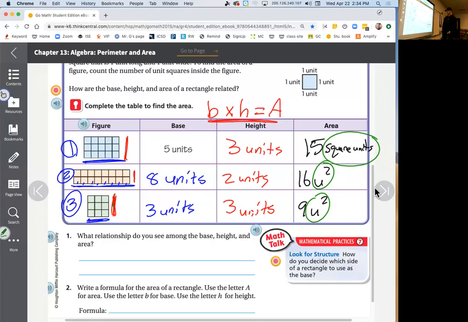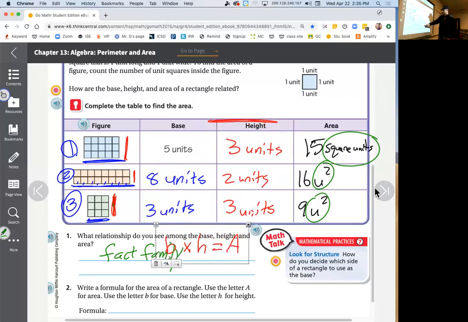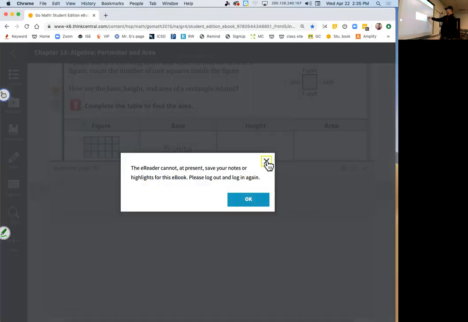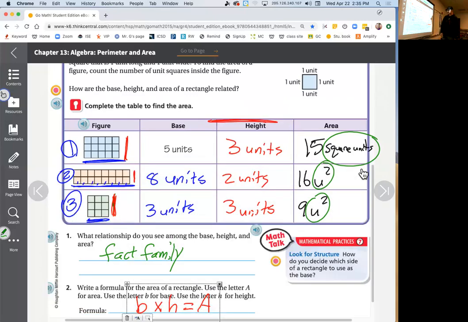Okay. What is the relationship among the base, height, and the area? Well, it's just a fact family, isn't it? That's all it is. When you're working with area, it's a fact family. So write a formula for the area of a rectangle. Use the letter A for area, the letter B for base, the letter H for height. Well, guess what? We've already done it. That's your formula right there. Base times height equals area.